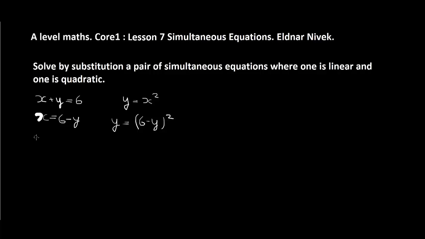So we get x equals 6 minus y, and then we substitute for x to get y equals (6 minus y) all squared. Multiply the bracket out, so (6 minus y) times (6 minus y) gives us 36 minus 12y plus y squared. So then we've got y squared plus 13y plus 36 equals 0. So we can solve that for y.